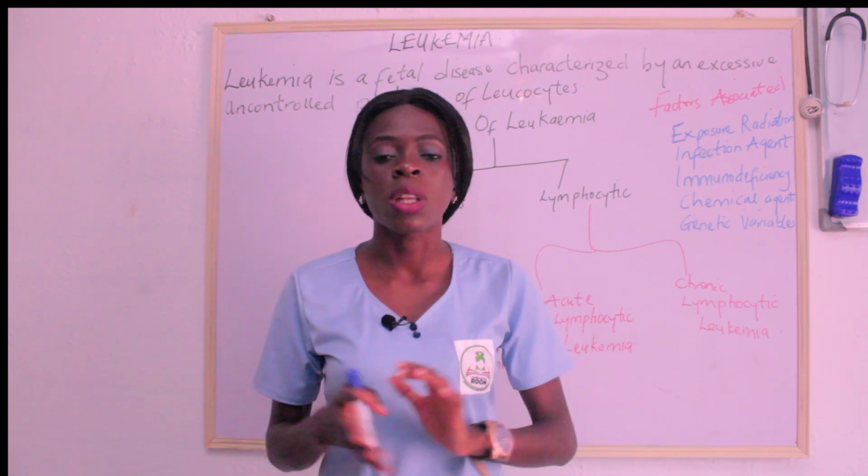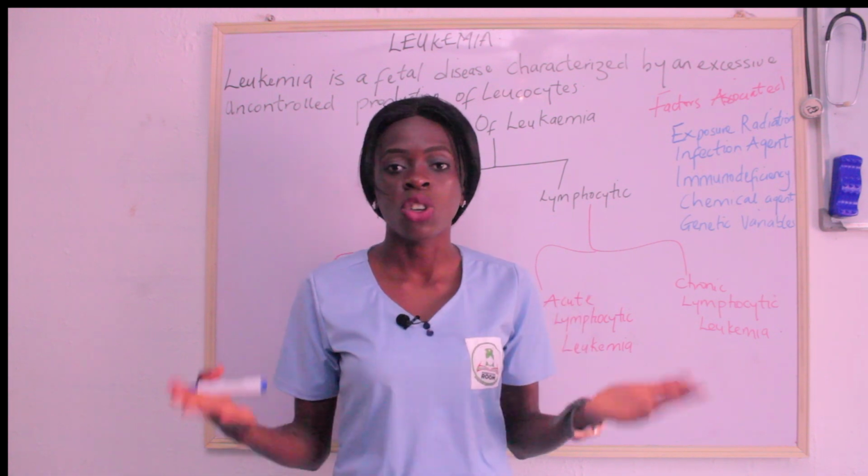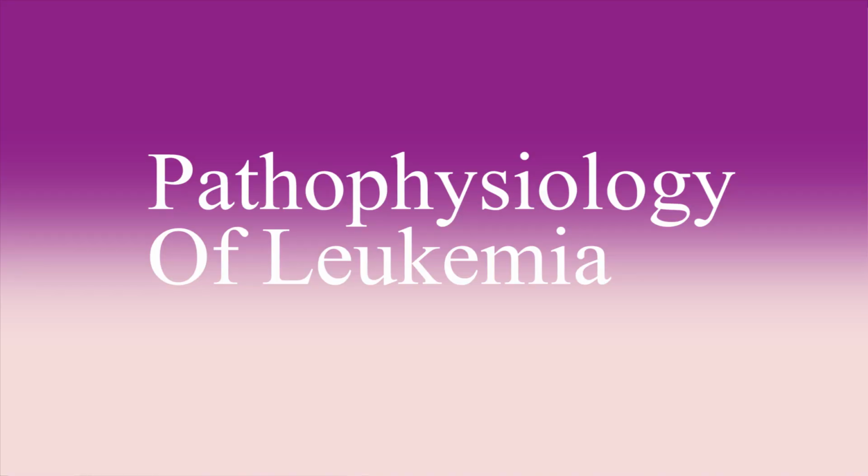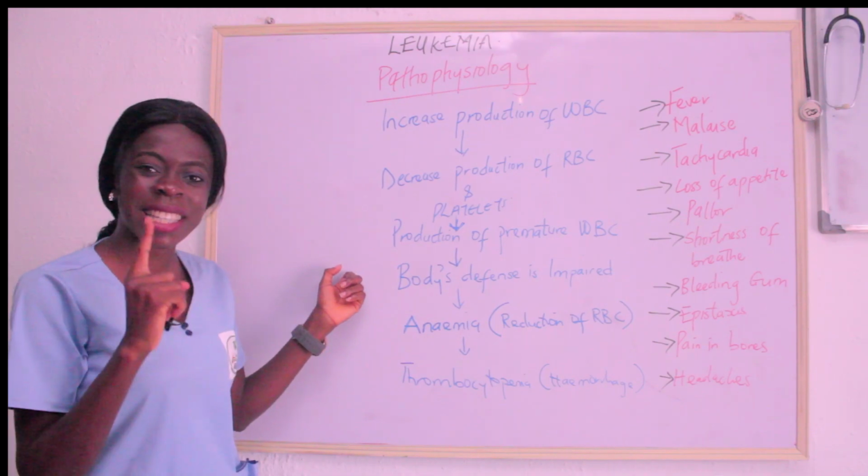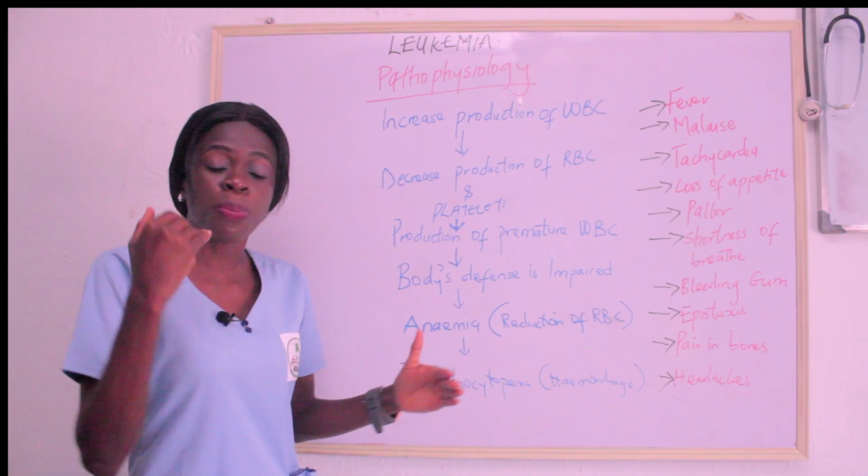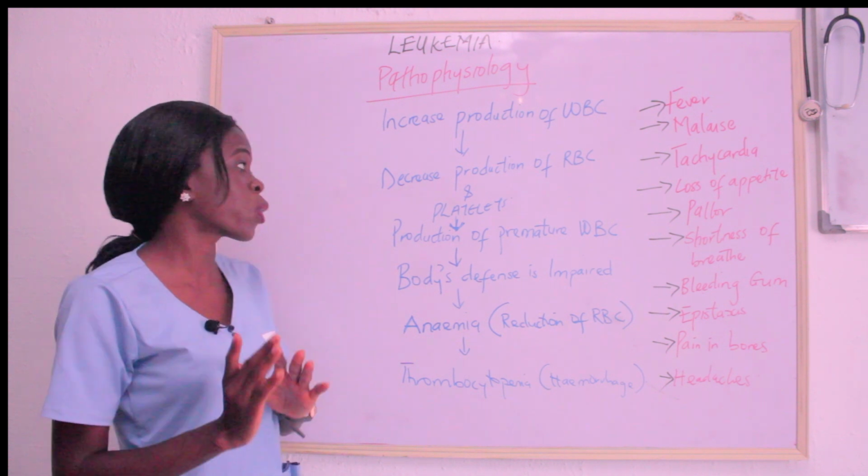Then that takes us to the pathophysiology of leukemia. In terms of the pathophysiology of leukemia, the key points or the key facts you need to know is what is written on the board. The first is there's increased production of white blood cells.